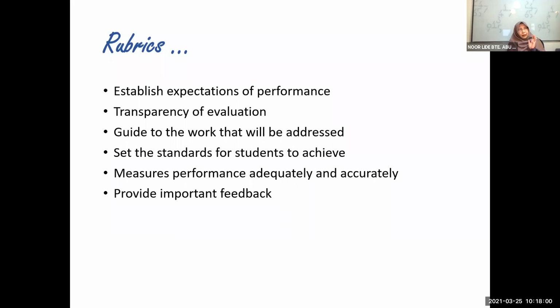Now, sometimes what happens is that we give the assignment at the end of the semester. That's supposed to be our final assessment. Okay, so final assessment.